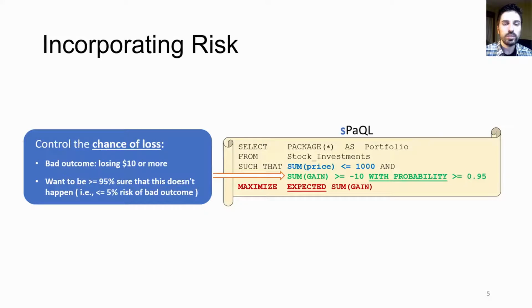Investors understand that trying to maximize the expected gain incurs risk, that is, a solution might lead to a large loss. Therefore, investors want to control the risk, typically using chance or probabilistic constraints. In this example, we want the probability of losing $10 or more to be small. We can express this constraint as losing less than $10 with probability at least 95%.